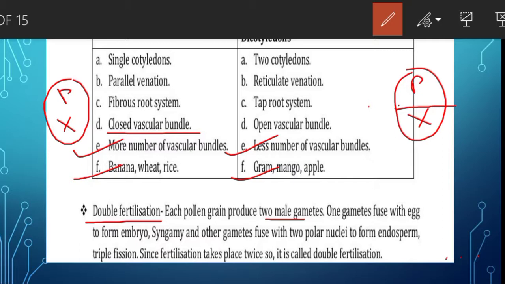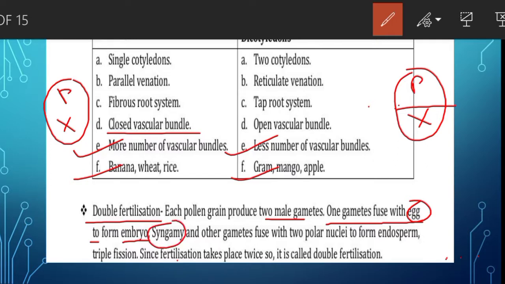Okay, in the ovule there is 1 female gamete, right? So that female gamete, which is called egg, fuses with one of the male gametes. One of the male gametes will fuse with the egg and it will result in formation of zygote. Then zygote will undergo development and it will produce embryo, right? This is called syngamy.